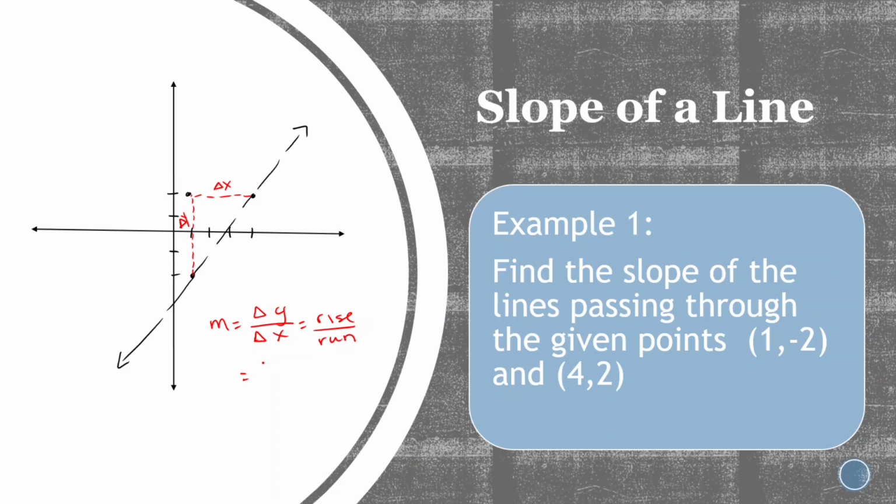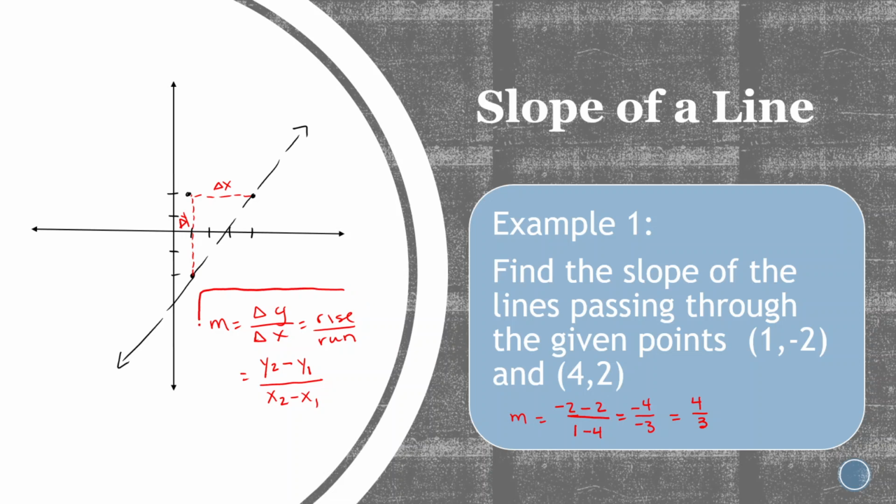Okay, in other words, it's the difference in the two y values divided by the difference in the two x values. Now, it doesn't matter which point is point 1 and point 2, as long as we're consistent in the numerator and the denominator. So for this particular example, the slope is negative 2 minus 2 over 1 minus 4. So that's negative 4 over negative 3. So my answer is 4/3. Okay, so rise over run.